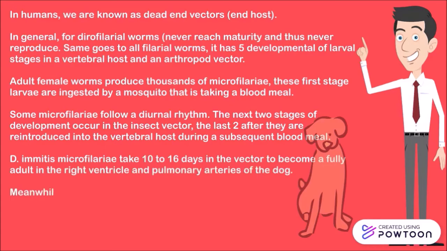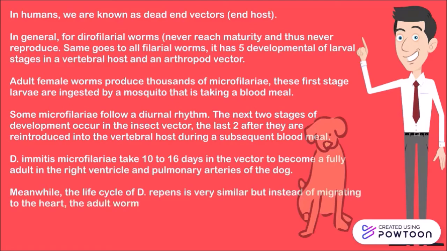Meanwhile, the life cycle of D. repens is very similar, but instead of migrating to the heart, the adult worms reside mostly in the subcutaneous tissues.